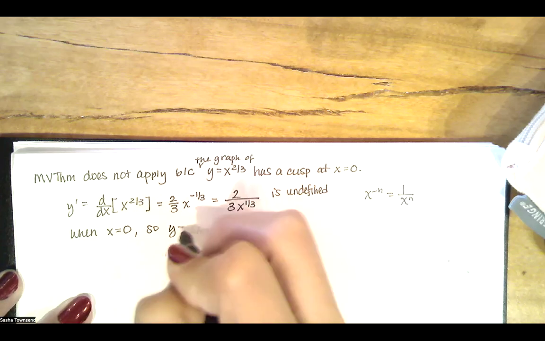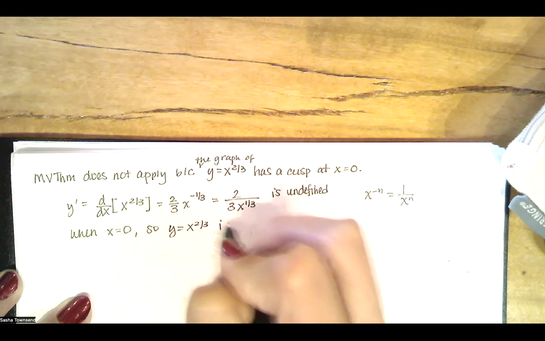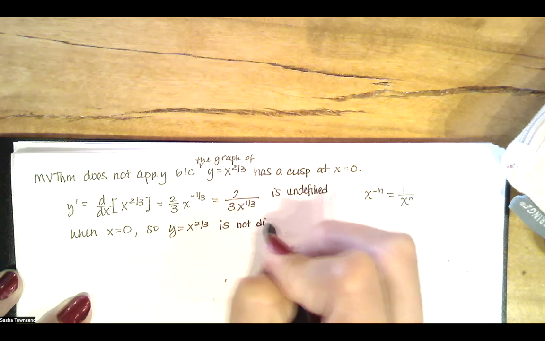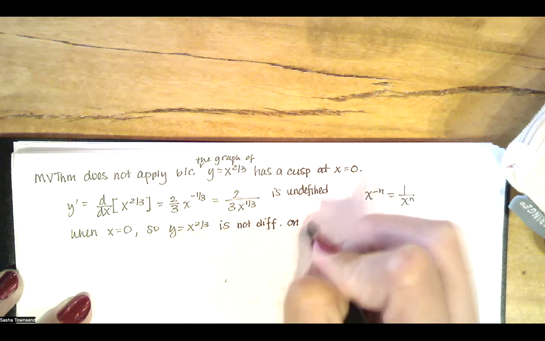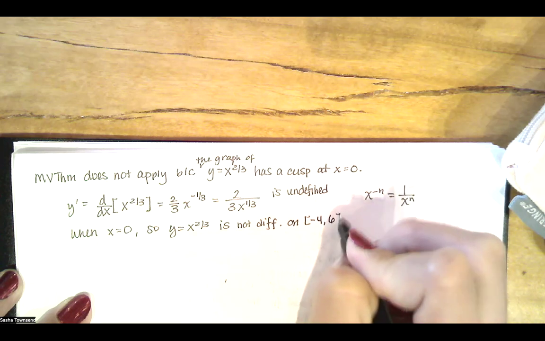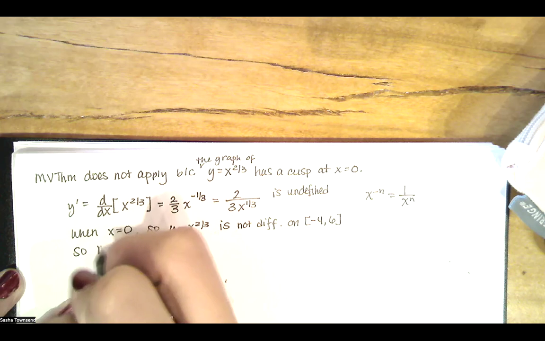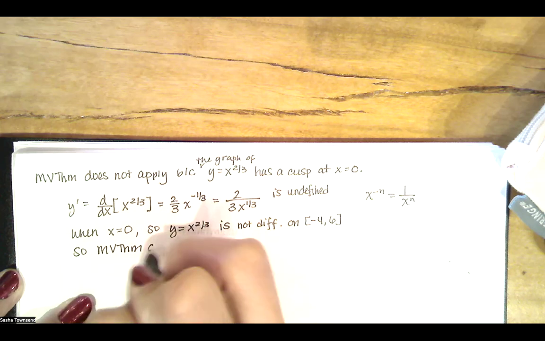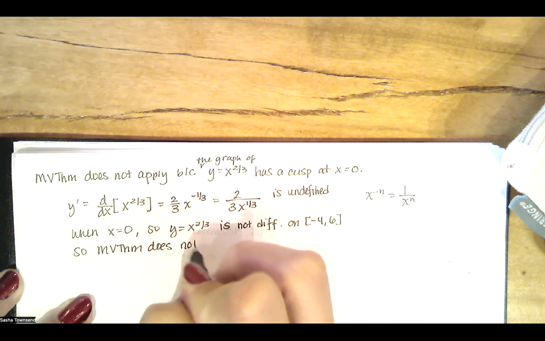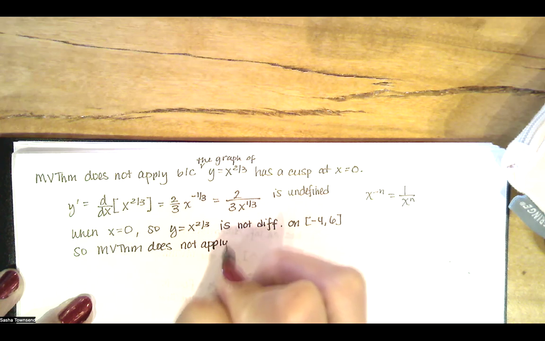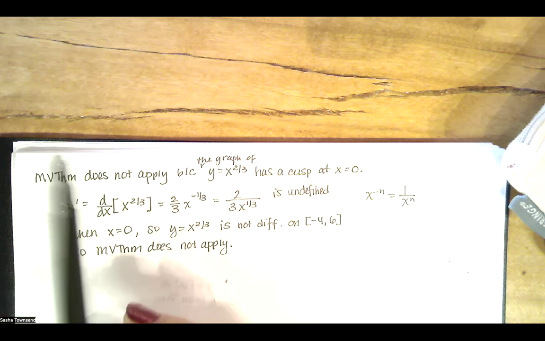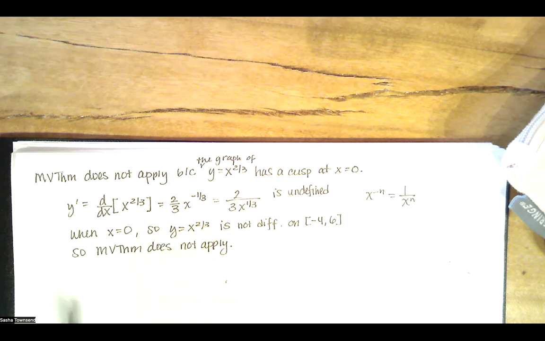So y equals x to the 2/3 is not differentiable on the interval of interest. So the mean value theorem does not apply. You actually have two options for talking about why the mean value theorem does not apply, but they're pretty much two different ways of looking at the exact same thing.